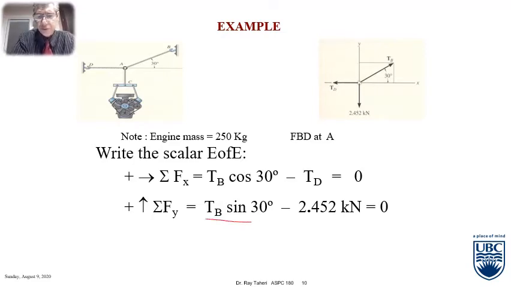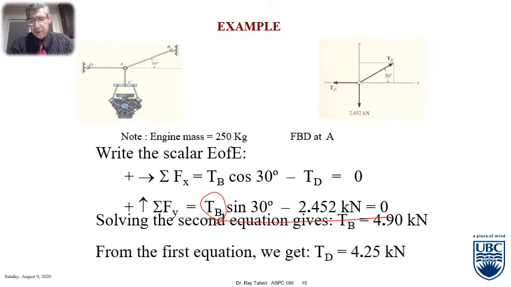Right away from this equation, we have one equation, one unknown. We can calculate TB, and then you plug it in the first one and you find TD. So simply you can calculate both of them, and the answer is TB is equal to 4.9 kilonewton and TD is 4.25 kilonewton. So we know what the tensions are on those two cables.